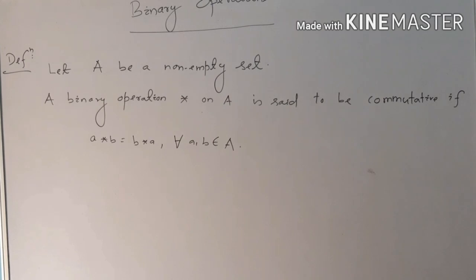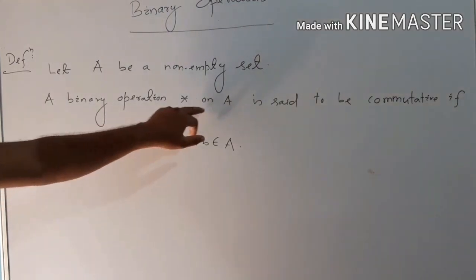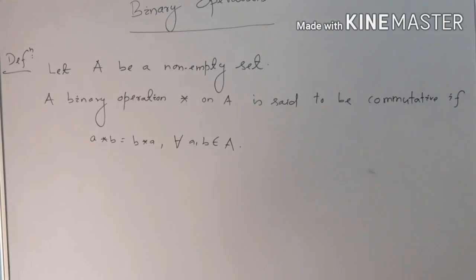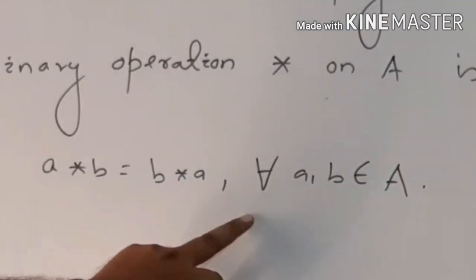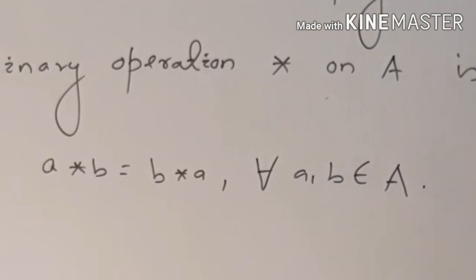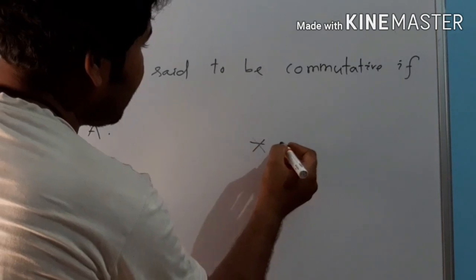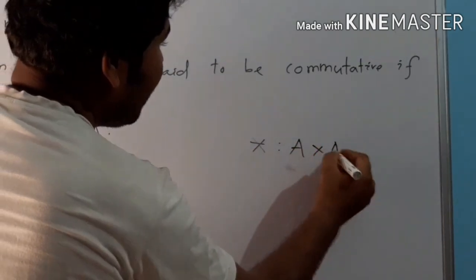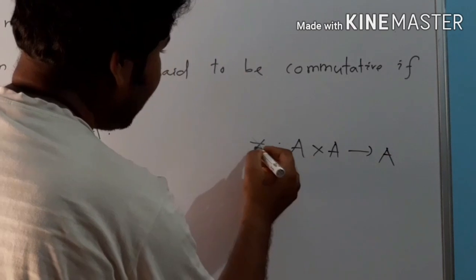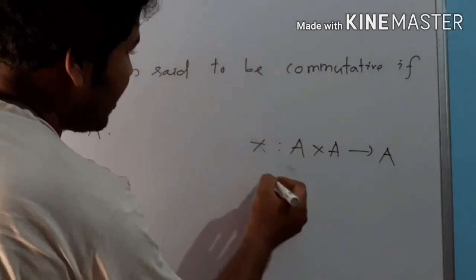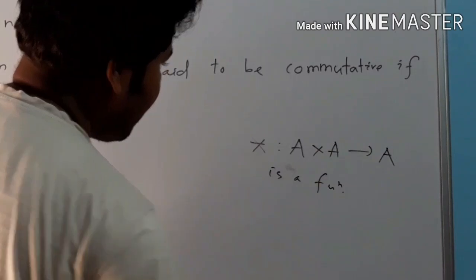Definition. Now I will define the commutative binary operation on the set A. Let A be a non-empty set. A binary operation star on A is said to be commutative if A star B equal to B star A. This is true for all A, B belongs to A. Here it is said that this star is a binary operation. So by the definition, the star is a function from A cross A to A. Since it is given that star is a binary operation, therefore this is a function.